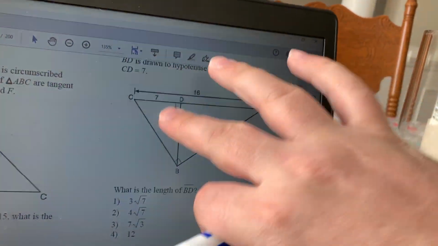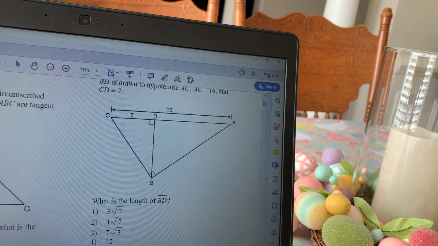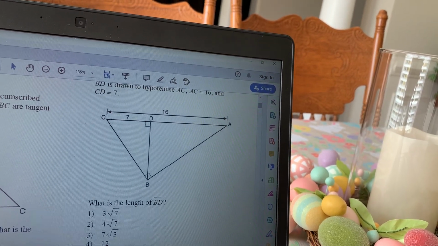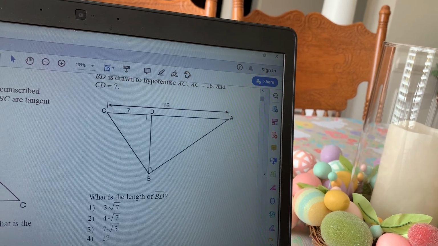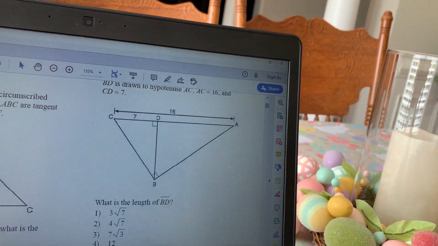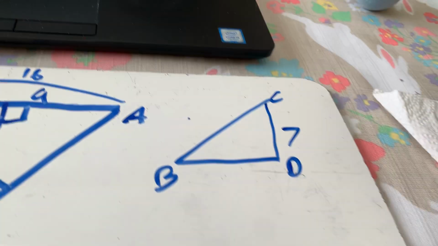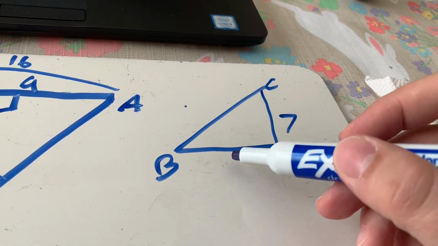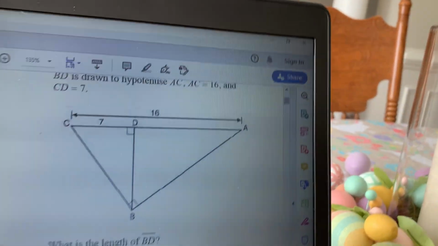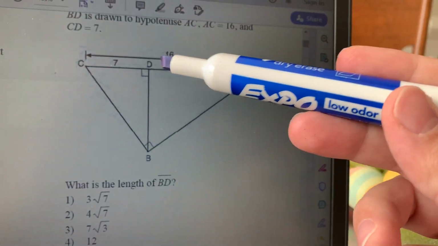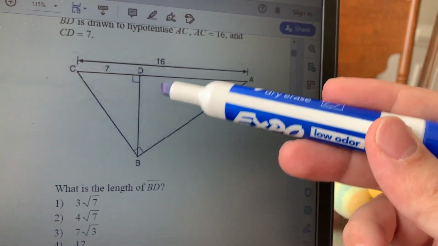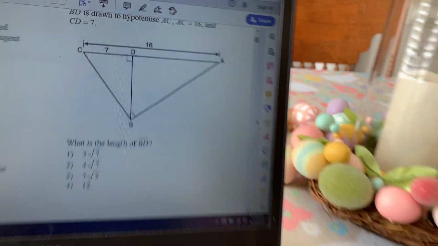So I'm going to kind of break that off and turn this on its side so y'all can kind of see it, okay? All right, so there we go. There's 7, here's BD. This is what I'm trying to find, right? Okay, now if I look at my other one, BD's here, AD, that looks like it's my shorter leg, AD is my longer leg, AB is my hypotenuse.